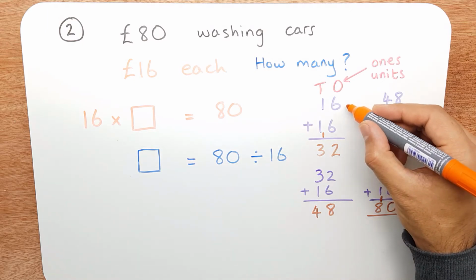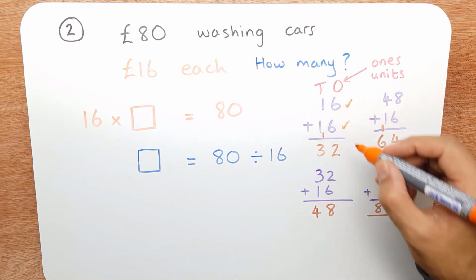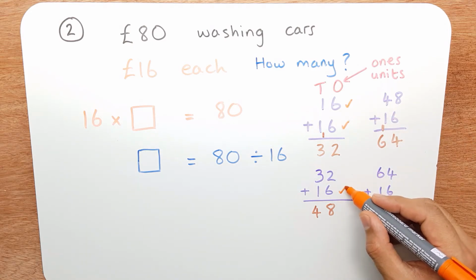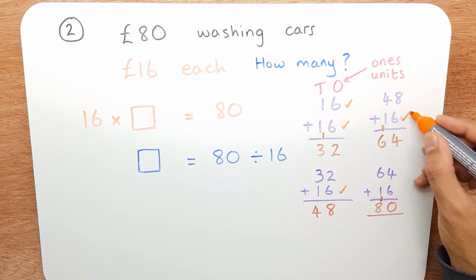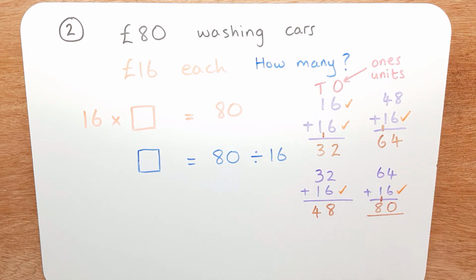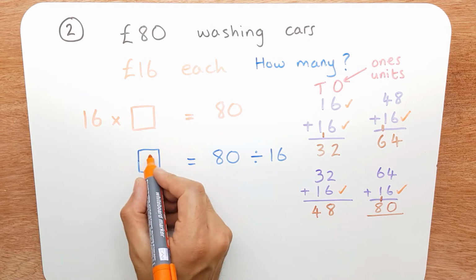Let's have a look. There's 1, 2, 3, 4, 5. So how many friends are there in this group? There's 5.